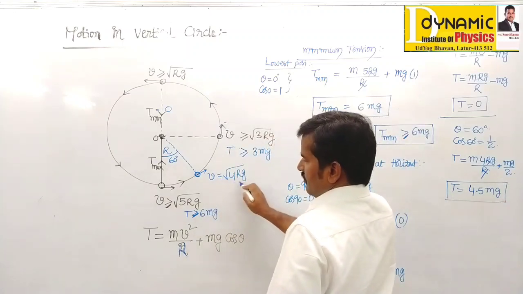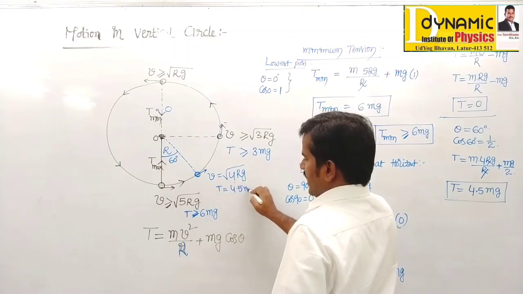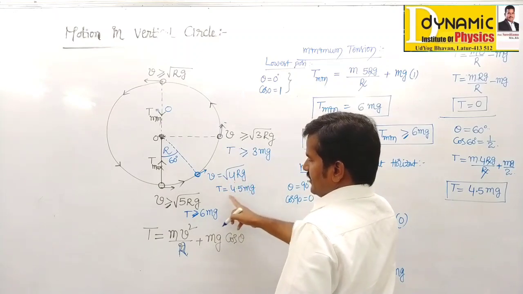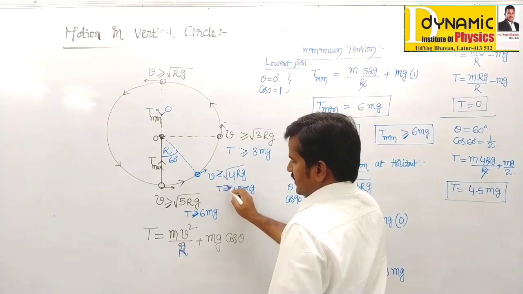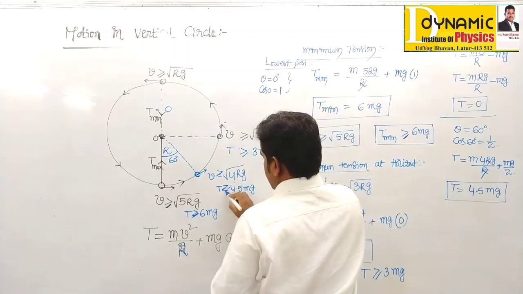Here the velocity is root 4 rg, and under this condition the tension is 4.5 mg. If the velocity is greater than root 4 rg, then the tension is greater than or equal to 4.5 mg.